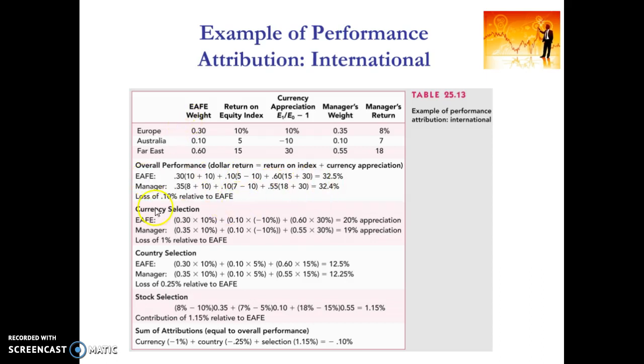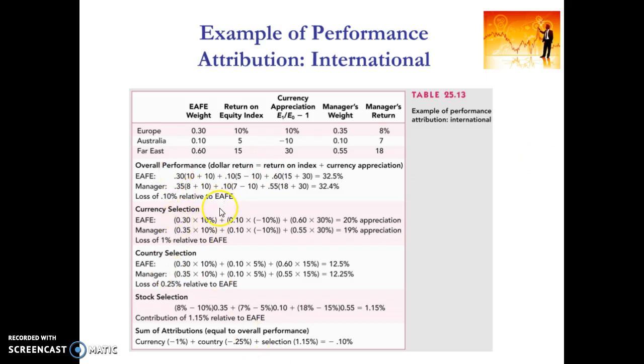We can see that the benchmark generated a return of 32.5%, just looking at the weighting in each country, the return in each country, also the exchange rate return in each country, and we get that 32.5. For our portfolio, we've got the weighting in each country, the return within the country, and the appreciation or depreciation on the exchange rates there. So we've lost 10 basis points relative to the benchmark. And what we really want to know is, why was that the case? How can we explain this performance?